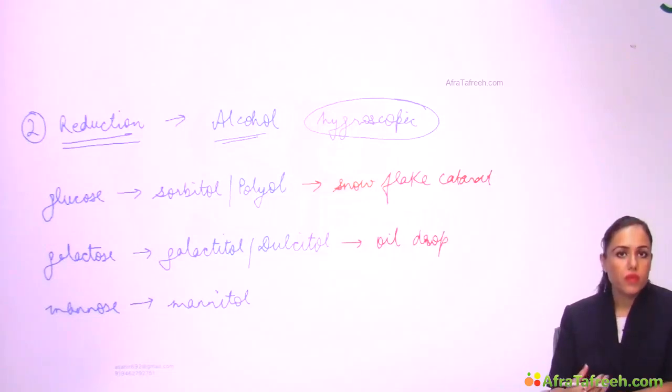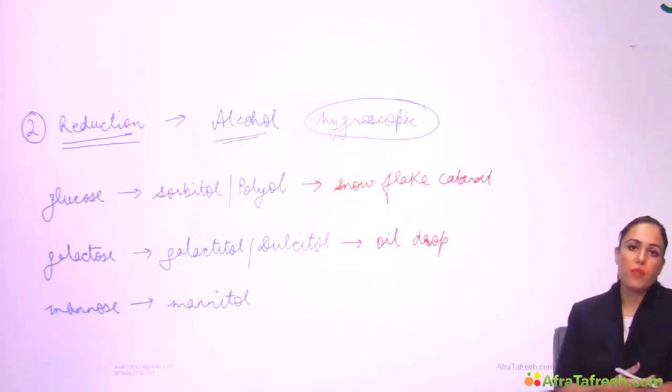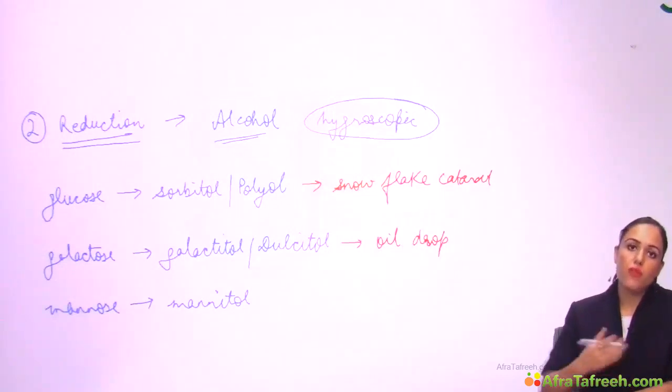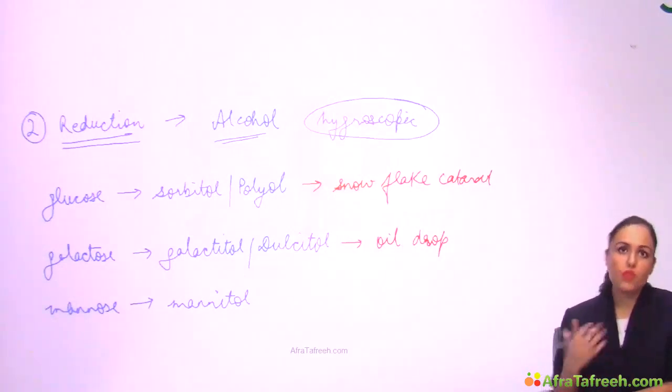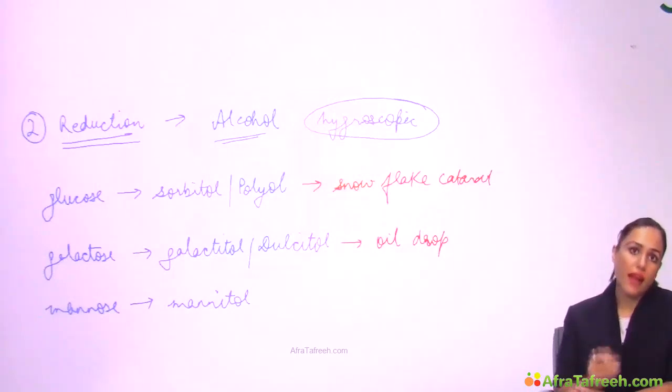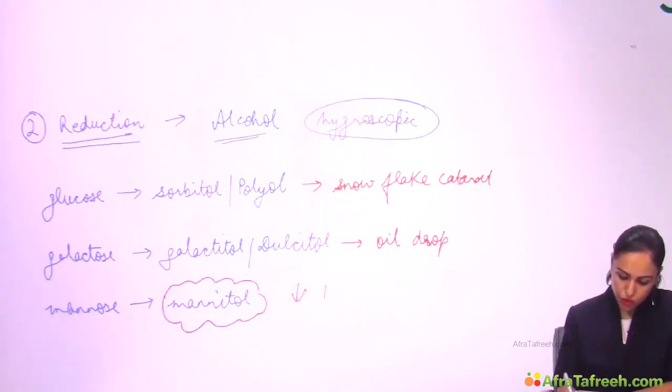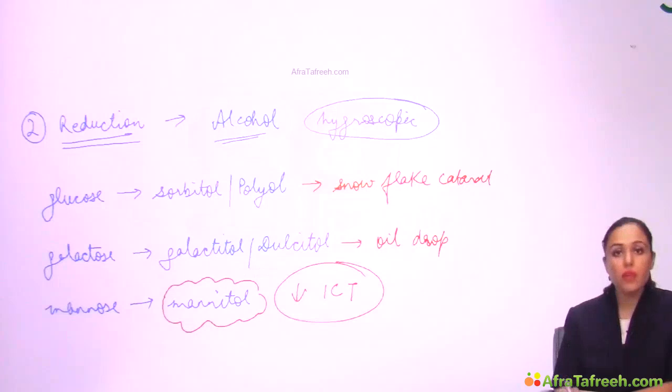Now, therefore, I can say that in a diabetic patient, snowflake cataract will occur. Although cataract is a rare thing in diabetes patients, if it occurs, it is of which type? Snowflake cataract, right? And in galactosemia patients, it is oil drop cataract which will occur. And mannitol, you know, is used to reduce intracranial tension, again because of its hygroscopic nature, because it will attract water also. So it will help in the reduction of intracranial tension.